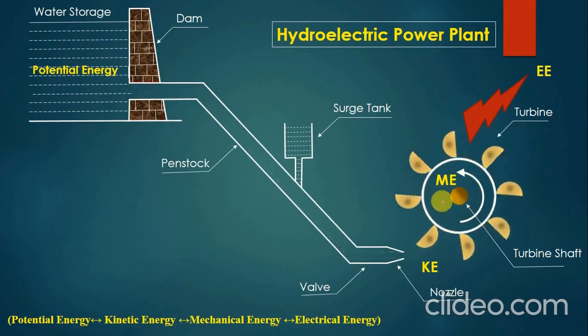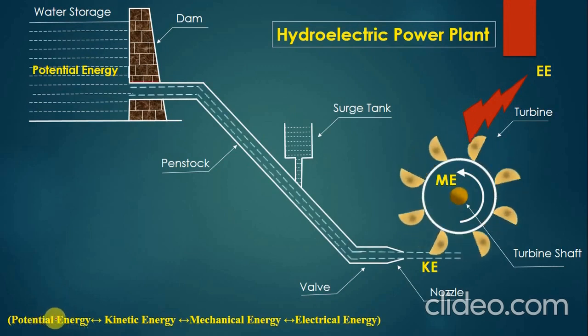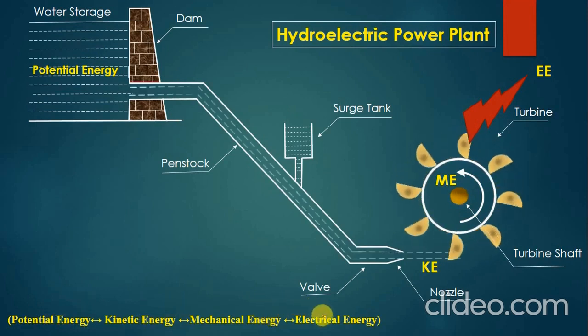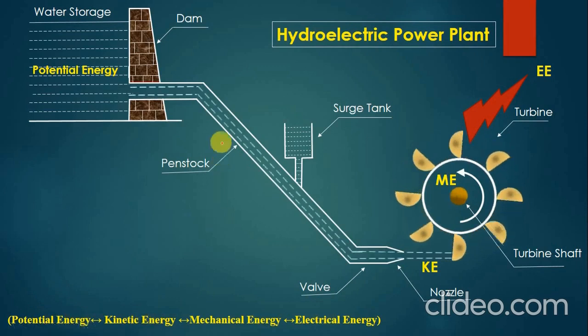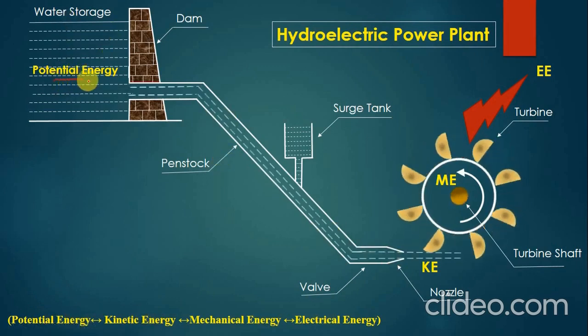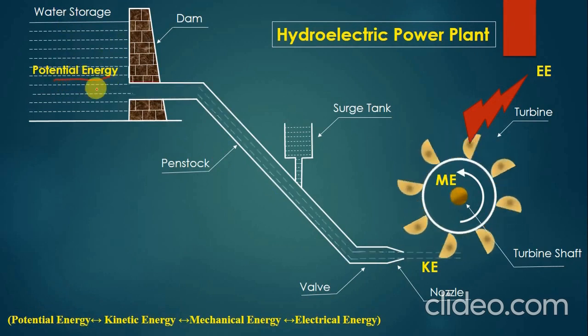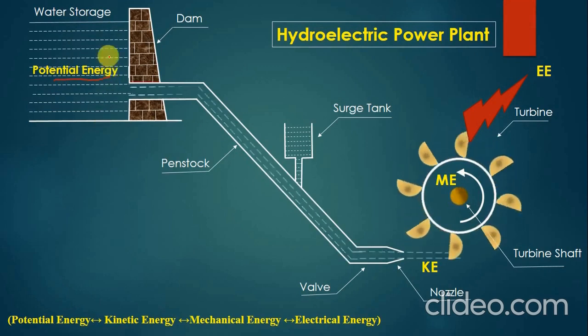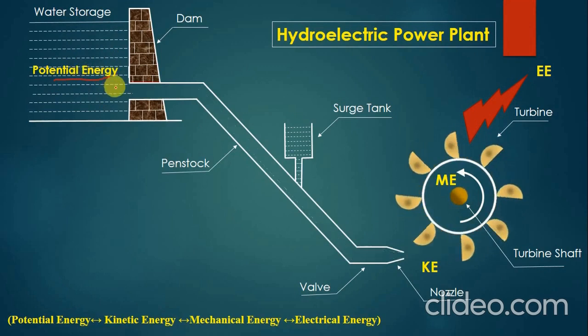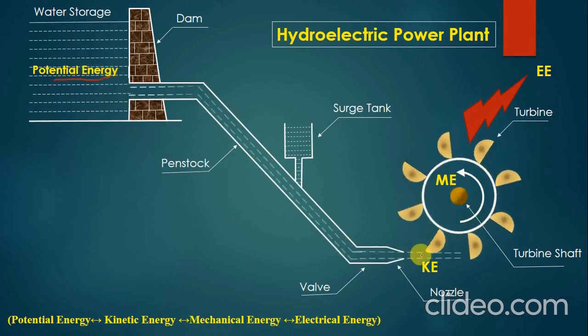Okay, so here there are a number of conversions of energy. You can see the conversion here, I have shown you a chart. Potential energy will convert into kinetic energy, then kinetic energy into mechanical energy, mechanical energy into electrical energy. So potential energy into kinetic energy, it will convert in the pipeline and the nozzle. You can see here that before the dam we have potential energy. What is potential energy? Potential energy is energy because of its position. As I told you, the dam is at a higher height, and as it is at a higher height, it will have a high potential energy.